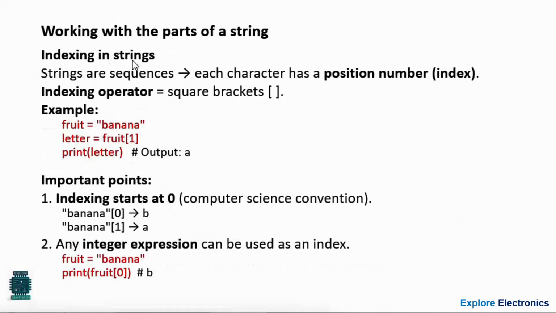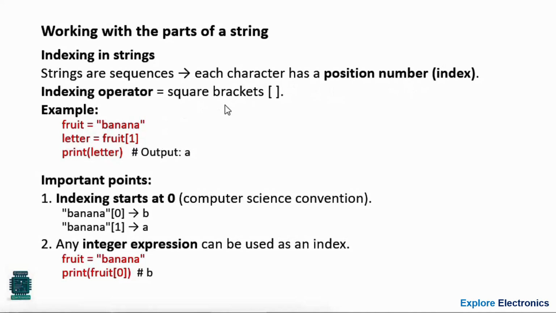Let us see the indexing in strings. Strings are sequences. Each character has a position number. For example, if I take fruit is equal to banana, this is a string. Here I can see each character, that is B A N A N A. Here we can see the characters. Each character has its own position number. That is why strings are sequences.